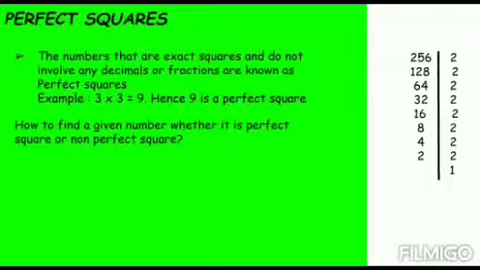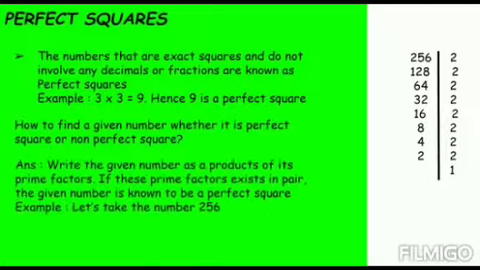For example, let's take the number 256. The prime factorization of 256 is 2 into 2 into 2 into 2 into 2 into 2 into 2 into 2. The numbers got the pair. Therefore, 256 is a perfect square.